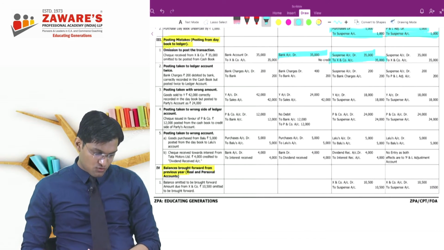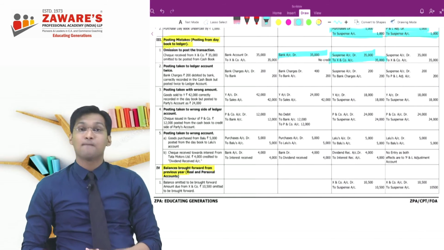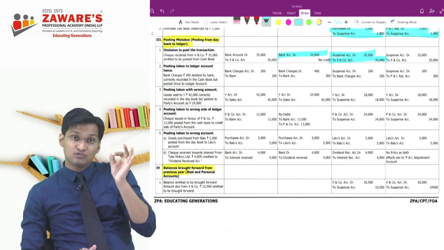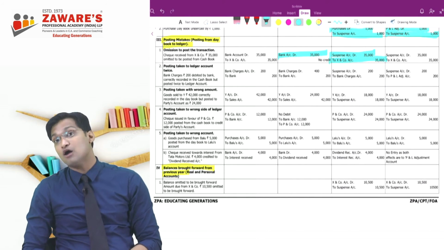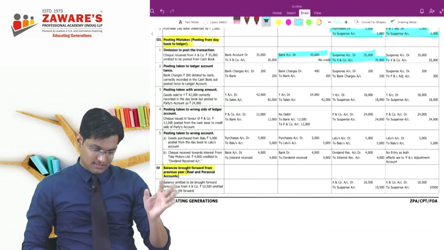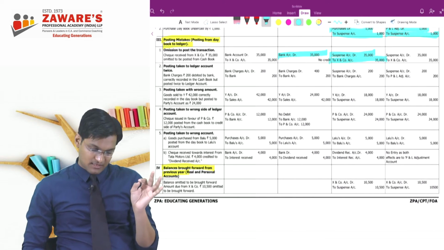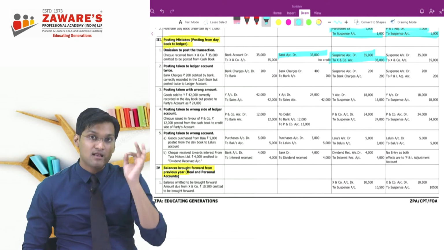Posting taken to wrong account. Goods purchased from Balu, rupees 5,000. Purchase account debit to Balu's account credit is the correct entry. Posted from the day book to Lalu's account, wrong account, error of commission. Purchase account had to be debited, purchase account is debited by 5,000. But instead of Balu's account, which account have you credited? You have credited Lalu's account.